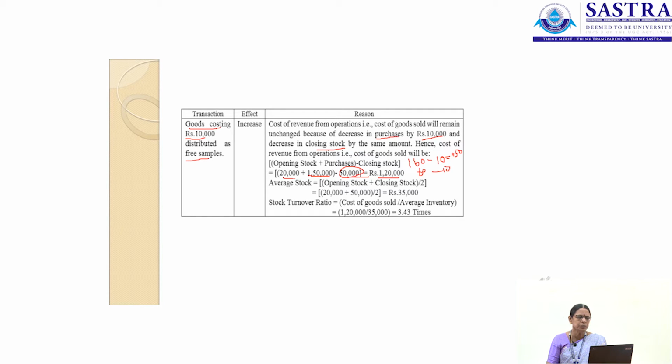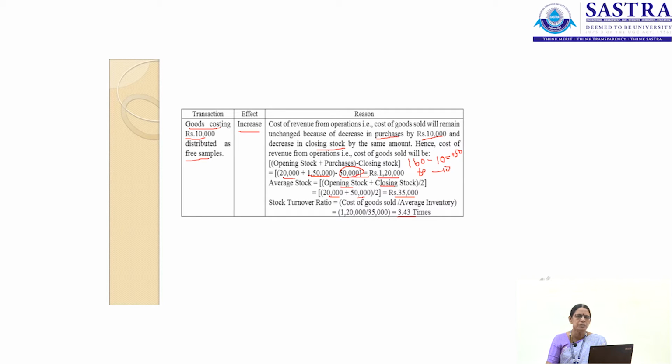Again average stock is opening plus closing by 2. 20,000 plus 50,000 by 2 will get 35,000. Again we will get 3.43 times, which is said to be an increase over your old ratio as 3. So this is how the stock turnover ratio is studied.